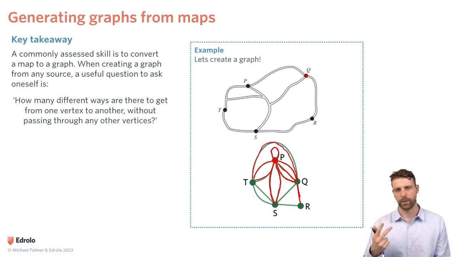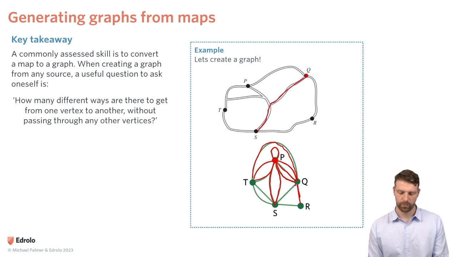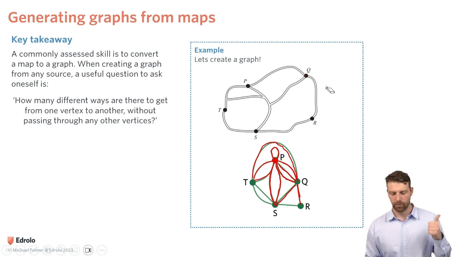We need to say, can we go from Q to S or Q to itself? So Q's got no loop. That doesn't work, but I think we can go from Q to S this way. So we'll link those two there. And I think that's all for Q. We've exhausted it. So we've done P, we've done Q.